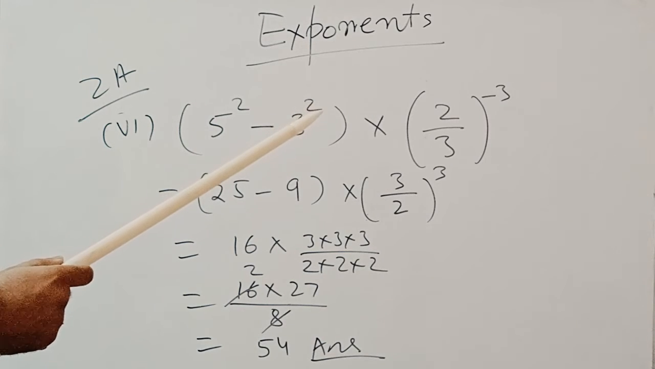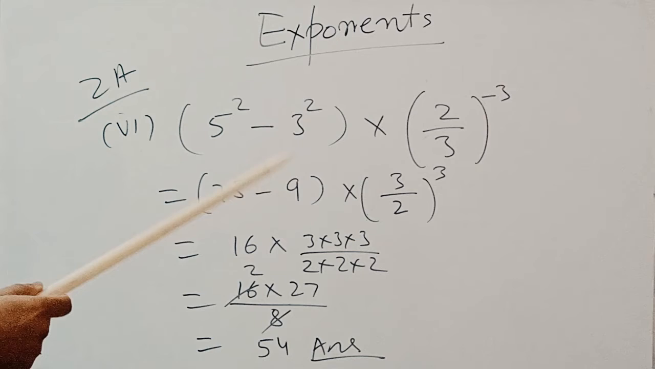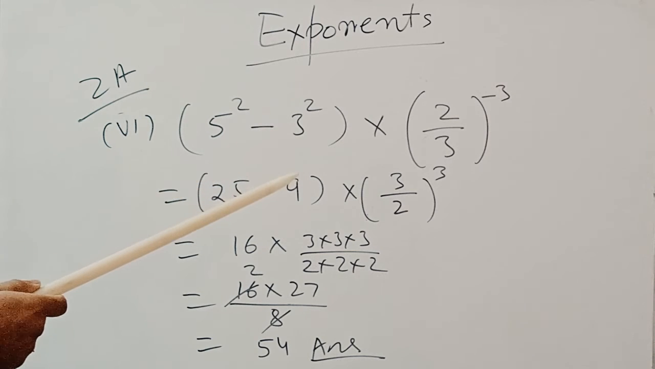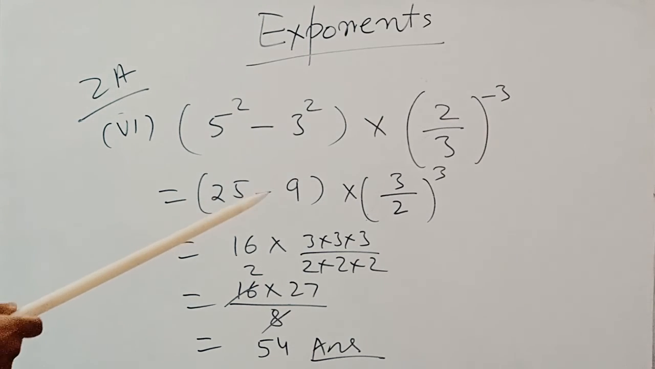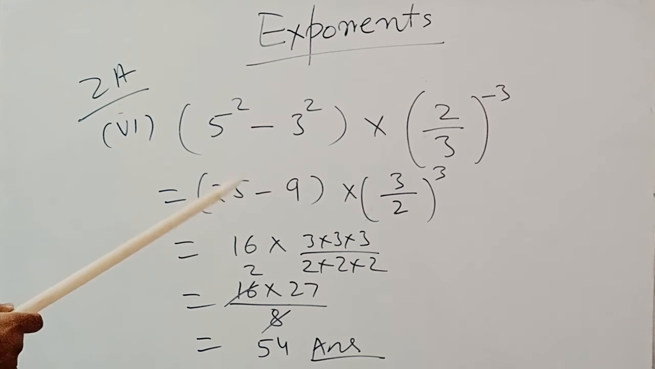The negative power means the numerator will go in the denominator and the denominator will go in the numerator, and the power will become positive. So 3 upon 2 and the power 3. Now we have 25 minus 9, that is 16, and 3 upon 2 to the whole power 3, that means the numerator and denominator multiply themselves 3 times.